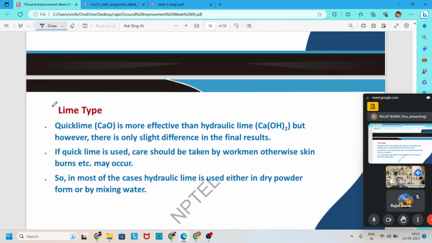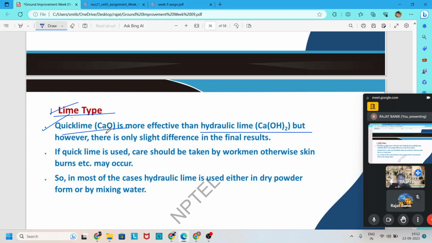Now we discuss the lime type. What are the different types of lime we can use in the field? Here it is said that we can use quick lime and also hydraulic lime. Quick lime is more effective than hydraulic lime, but there is only a slight difference in the final result, that means there is no difference in the final strength. If quick lime is used, care should be taken by the workman, otherwise skin burn may occur.